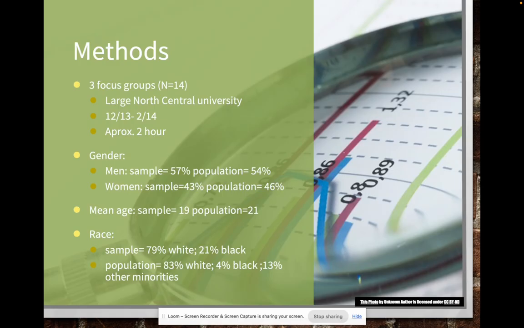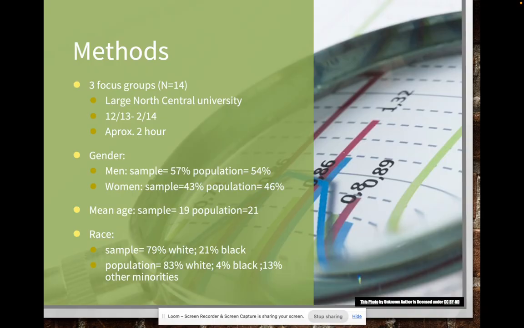All right, research methods. I did 3 focus groups at a large North Central university from December 2013 to February 2014, and each focus group lasted approximately 2 hours. As far as who I interviewed, I had 50% men, which is a little bit high because the overall population of men at that university is 54%. My sample of women was 43%, and the overall population at that school was 46%. And so you can see what sampling looks like in real life.